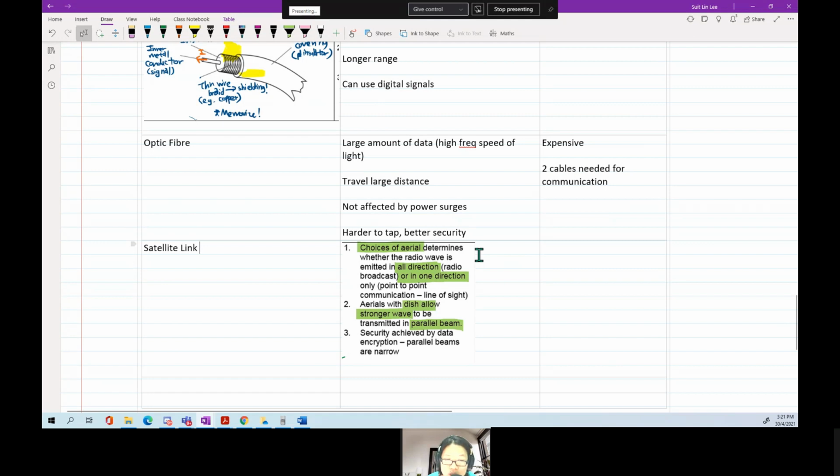So your Astro dish is a satellite link. The Astro dish on your house, on the roof, is a satellite dish, but it is, I think, in one direction only. Not too sure about that. So the area of the dish will allow a stronger wave to be transmitted, and security is achieved by encryption. The problem here is just the attenuation and diffraction of radio wave.